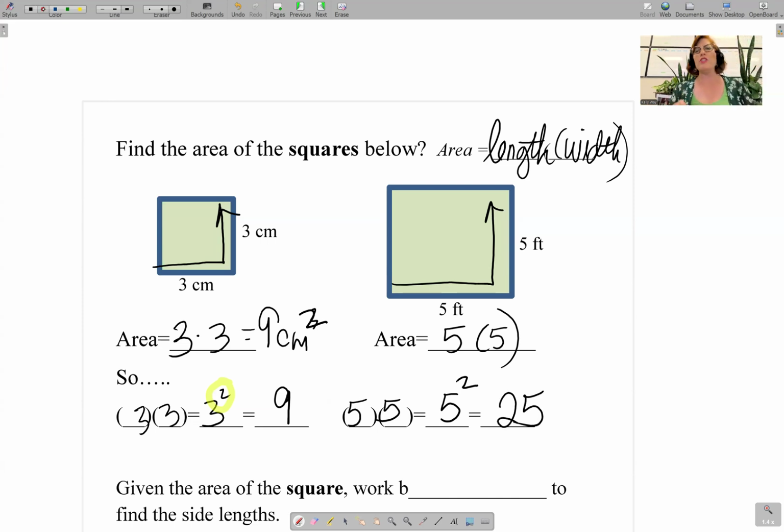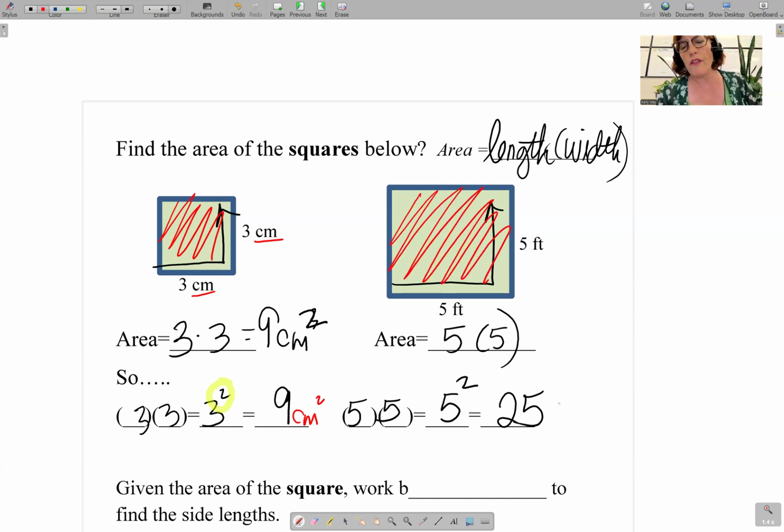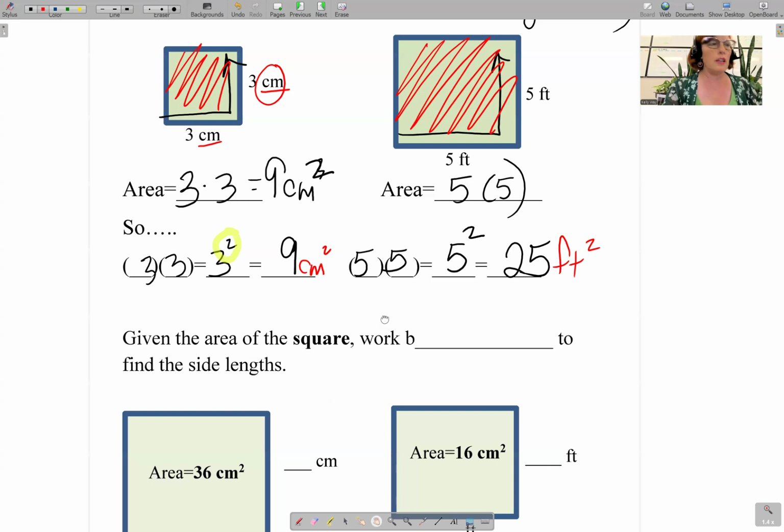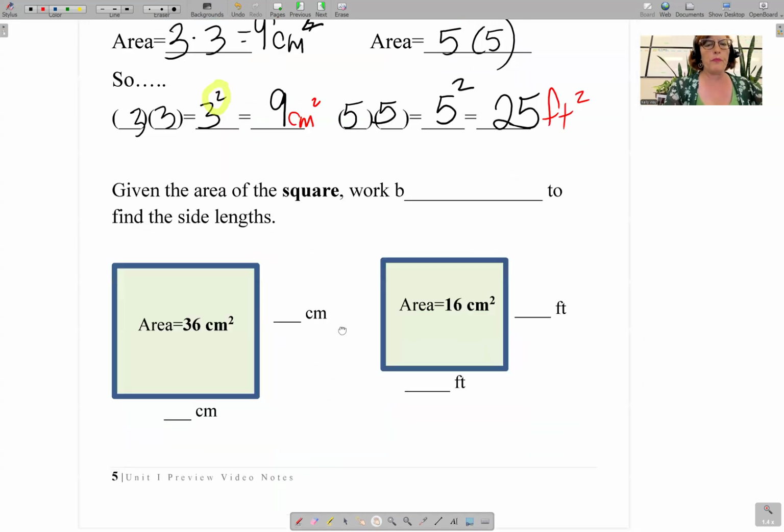Units, you always need to account for units when you're dealing with lengths that have units. So this would be area would be 9 centimeters squared. The area here would be 25 feet squared. If there are units in your original problem, there's units in your answer.